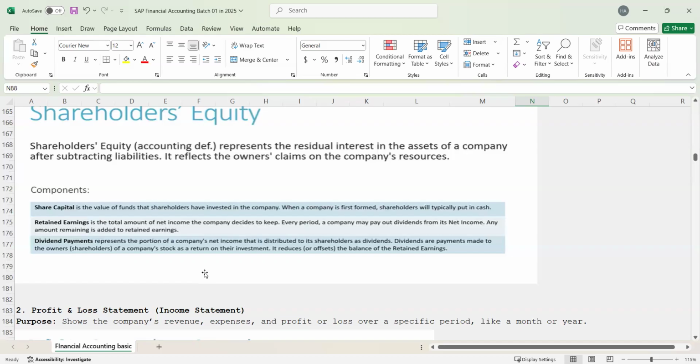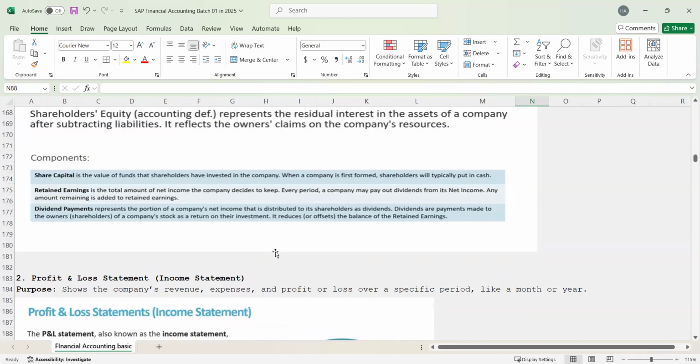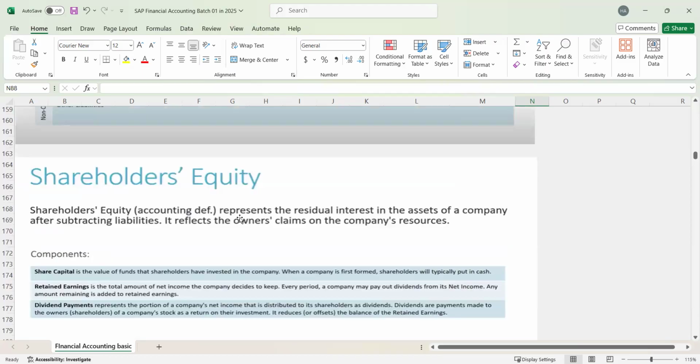So it's also a component that falls under the shareholder equity part. So I think that's that for shareholder equity.